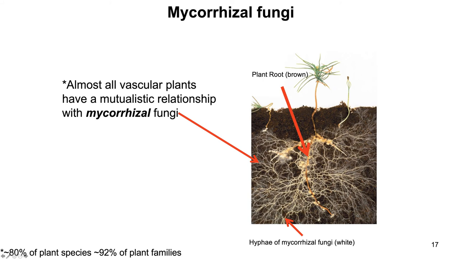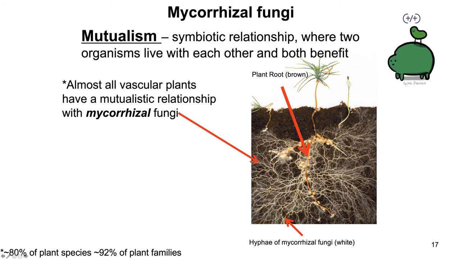Okay, so when we look at this diagram here, you can see the plant and the plant roots that are basically these brown parts here, and then you see all this white stuff and these little hairs coming off. All those white stuff and hairs that you're looking at are hyphae of mycorrhizal fungi. So these are fungi that are connected to the roots of the plant. And when we look at vascular plants, approximately 80% of vascular plant species and 92% of vascular plant families have these associations with mycorrhizal fungi. And this association is a mutualistic relationship.